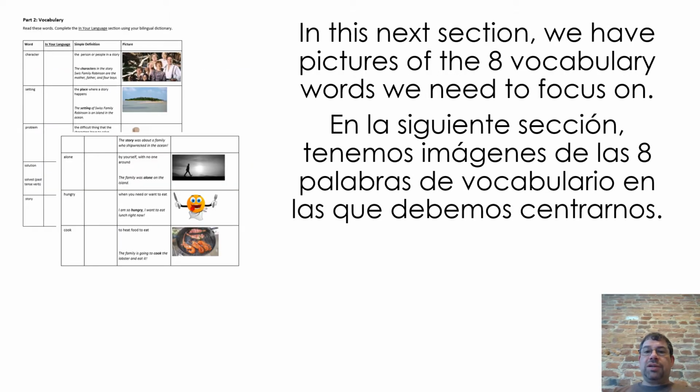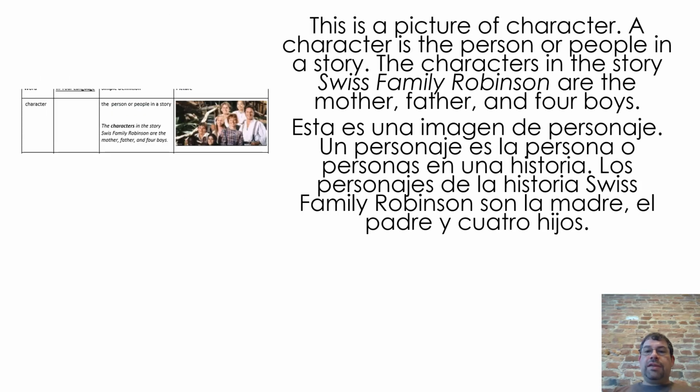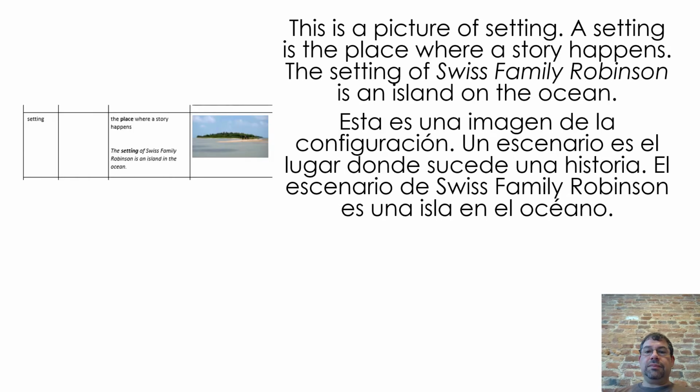In this next section, we have pictures of the 8 vocabulary words we need to focus on. This is a picture of character. A character is the person or people in a story. The characters in this story, Swiss Family Robinson, are the mother, father, and 4 boys. This is a picture of setting. A setting is the place where a story happens. The setting of Swiss Family Robinson is an island on the ocean.